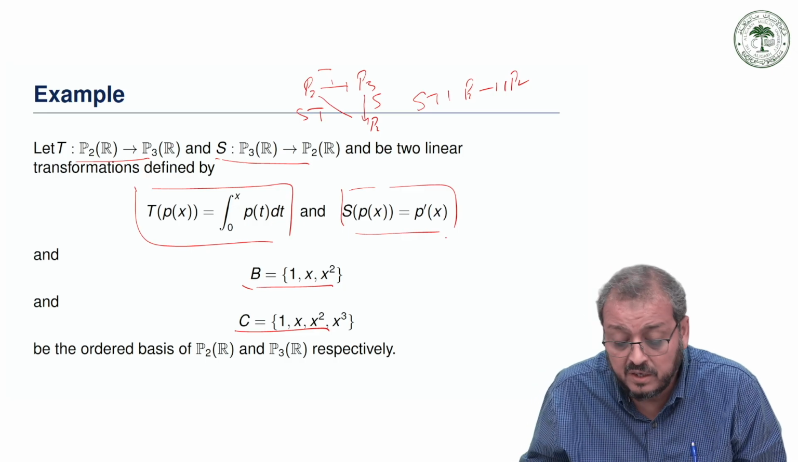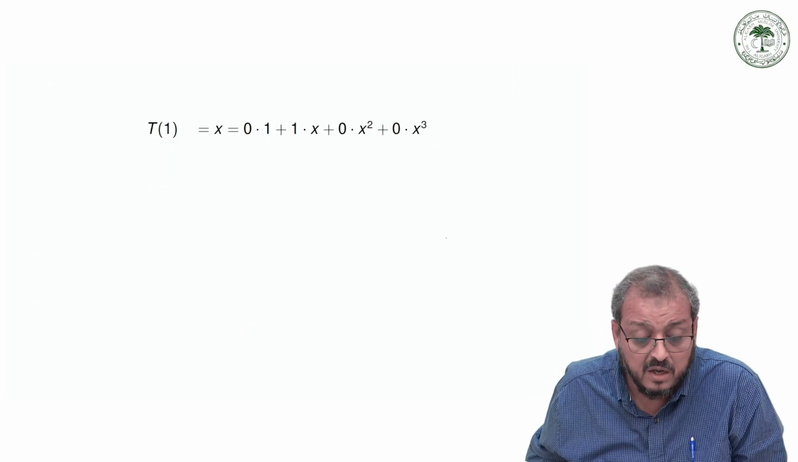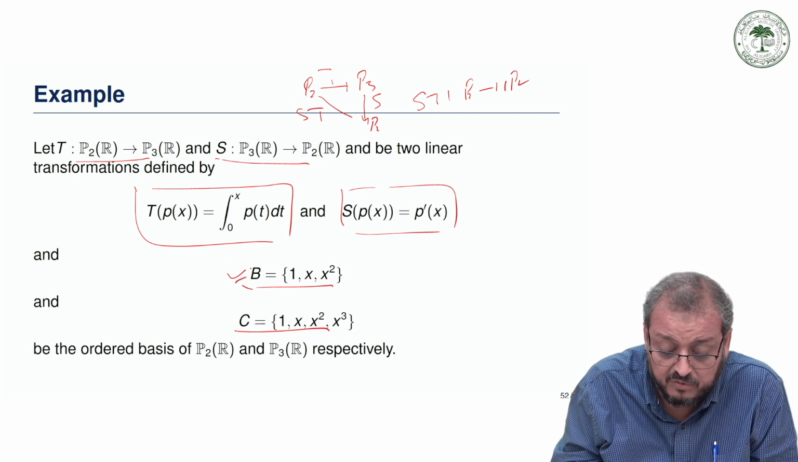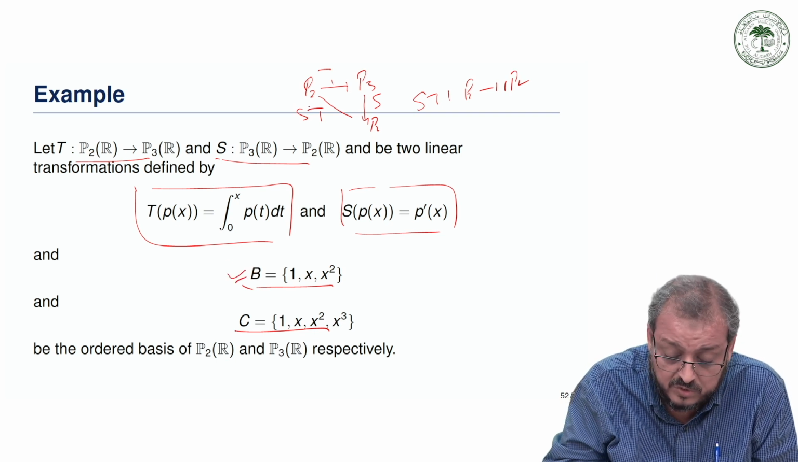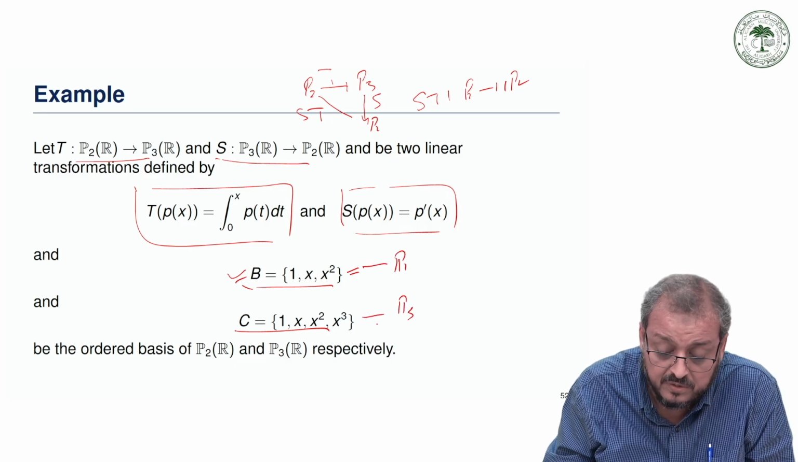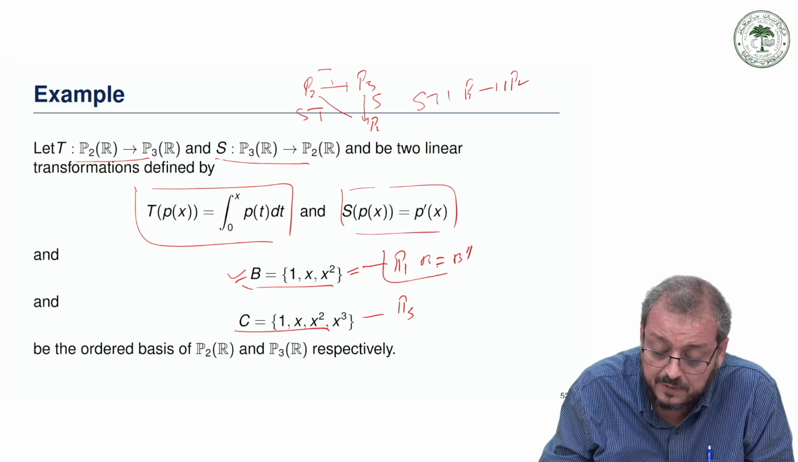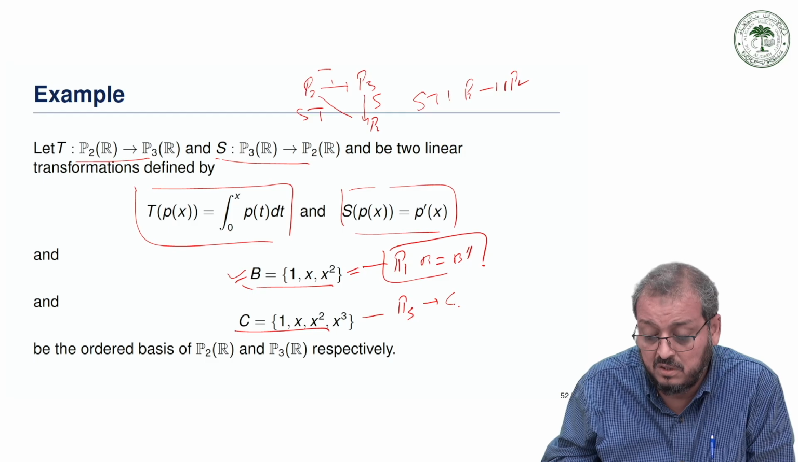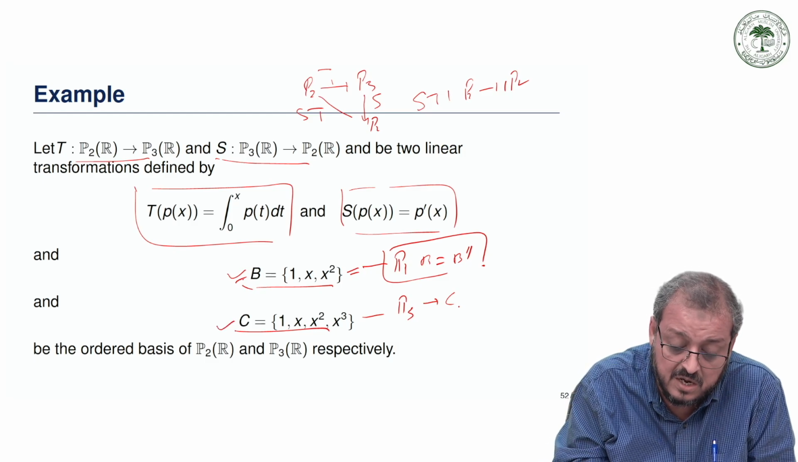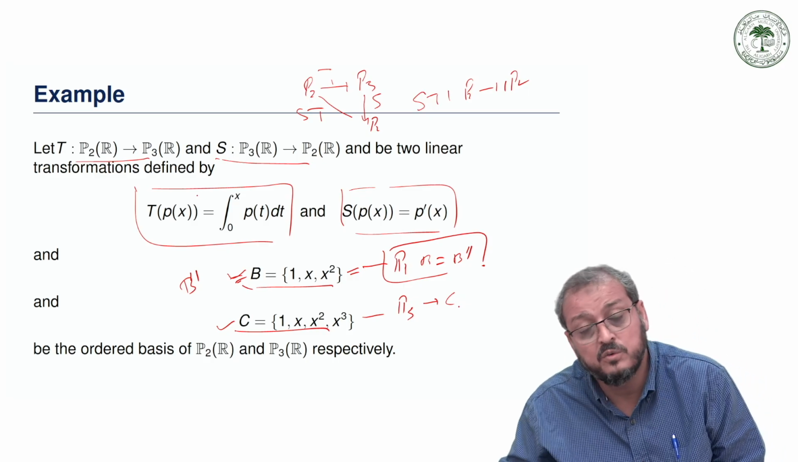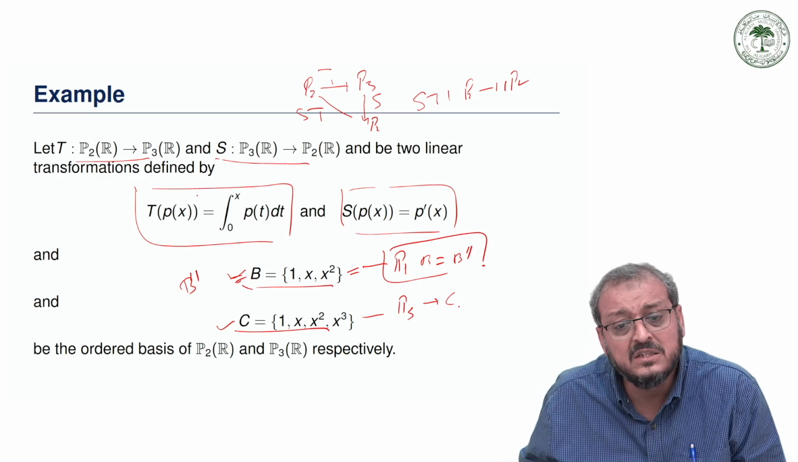Okay, so we first try T of 1. We have to calculate with the basis B, because this is the basis for P2, and this is the basis for P3. In this case B and B double prime are the same, and here we have C. So C stays as it is, and B is the same as B double prime, because we have a mapping from V2 to V2, so the bases are the same.